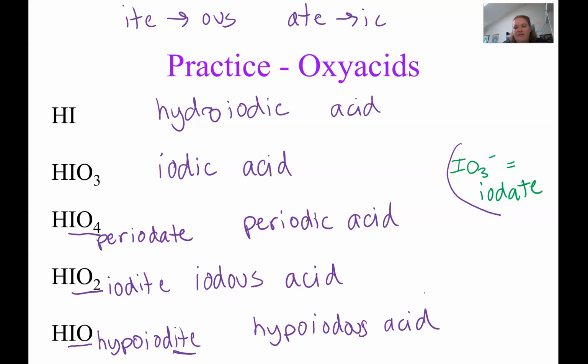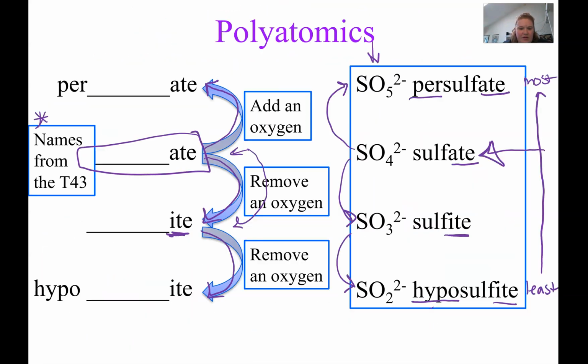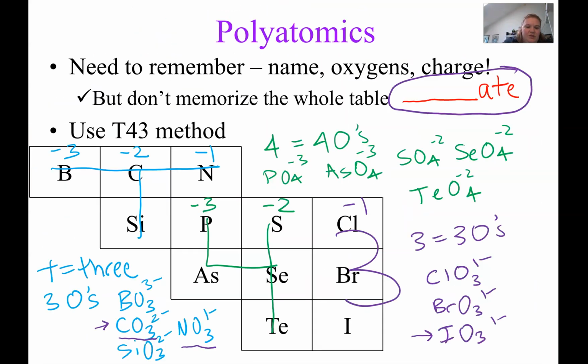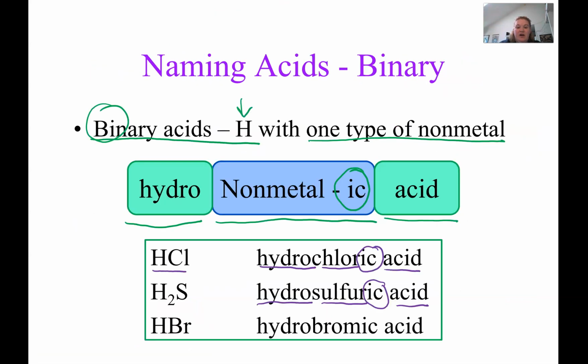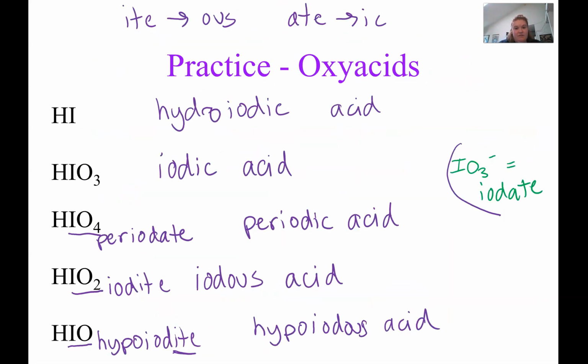So using that T43 method, let's see, 1, 2, 3, 4, 5, 6, 7, 8, 9, 10, 11, 12. There's 12 nonmetals on this table. So that gets you to 12 polyatomics that end in -ate. But using this, that gets you to 48 different polyatomic names, which means that there are 48 different oxyacids that you should be able to name.